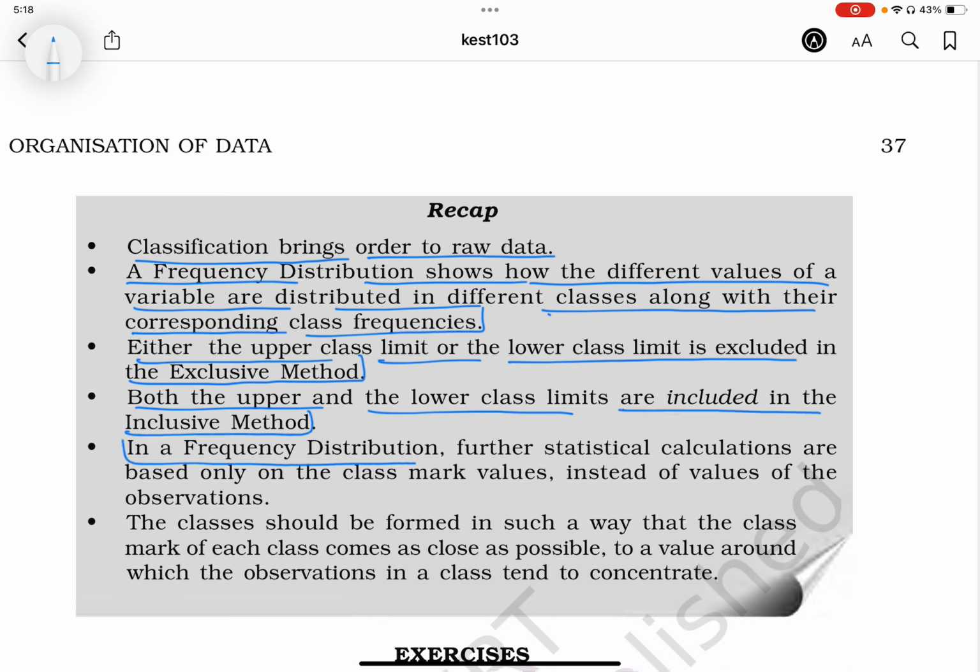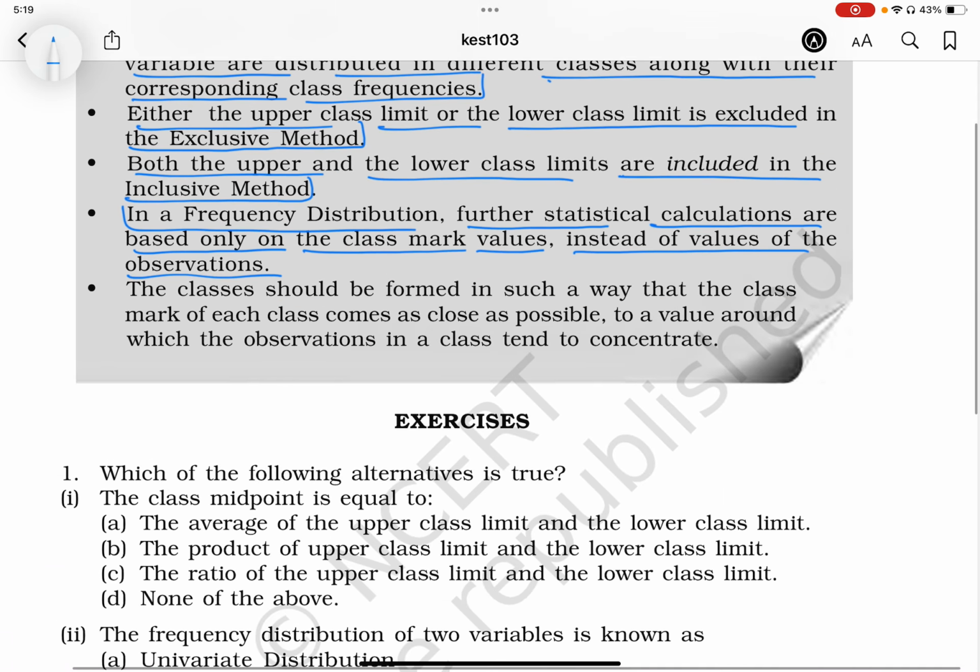In a frequency distribution, further statistical calculations are based only on the class mark values instead of values of the observation. The classes should be formed in such a way that the class mark of each class comes as close as possible to a value around which the observations in a class tend to concentrate.